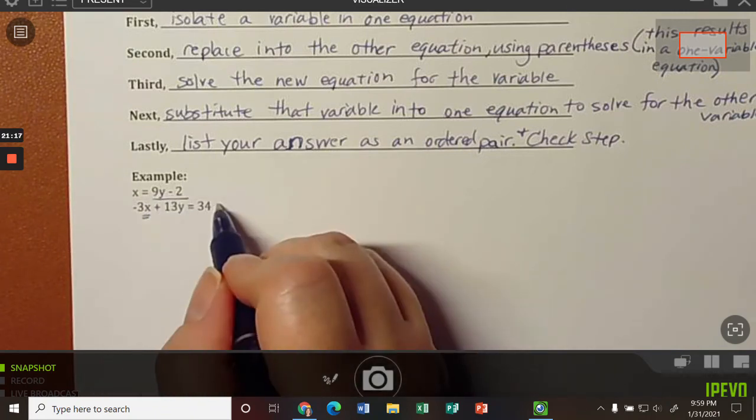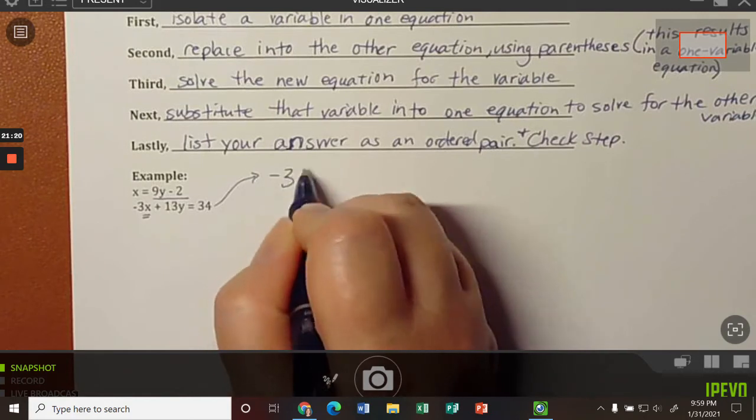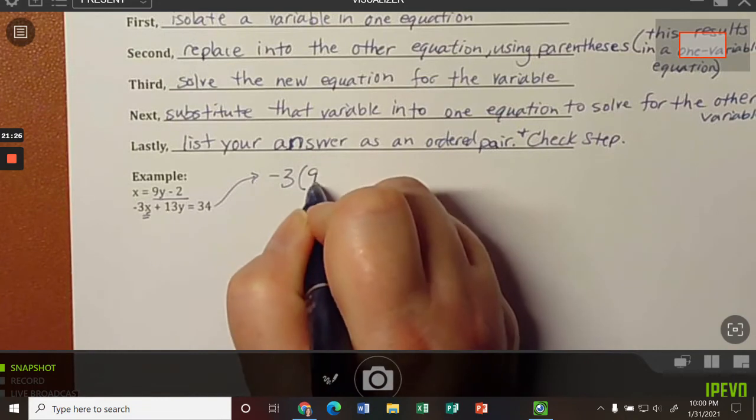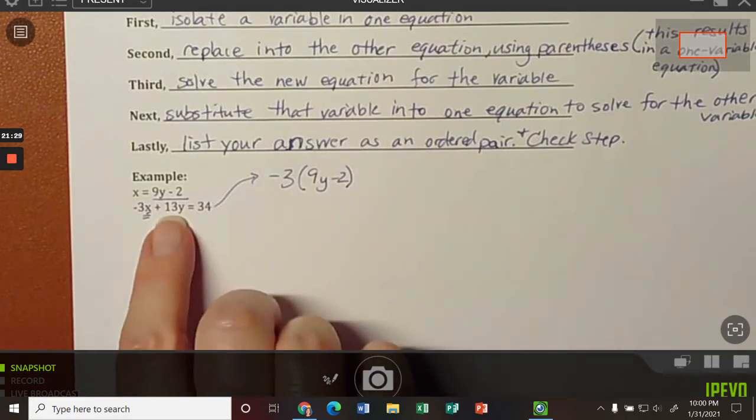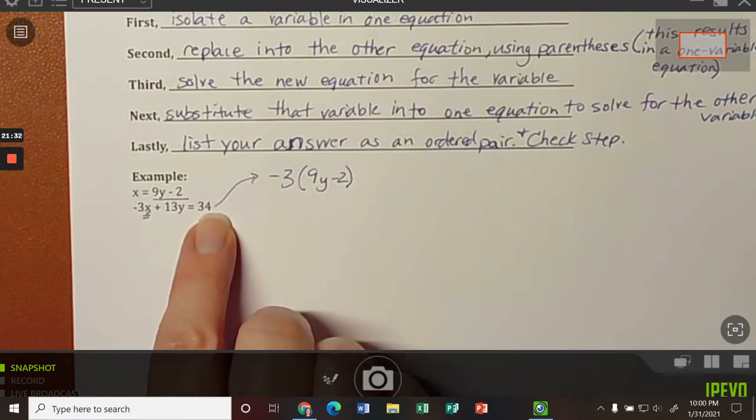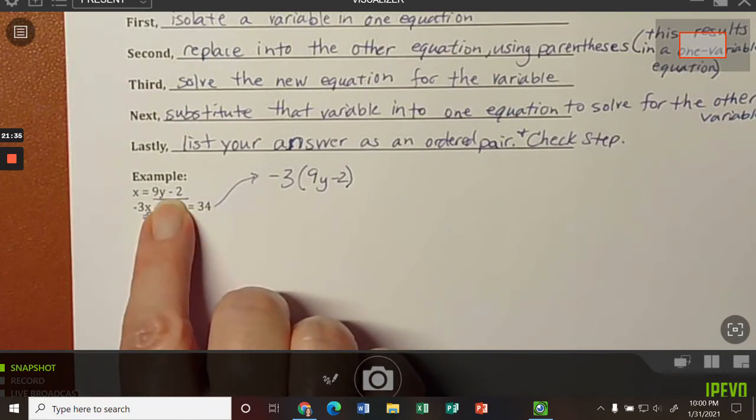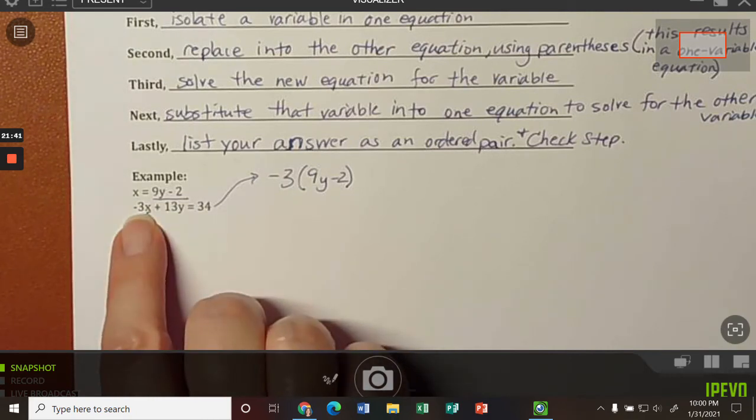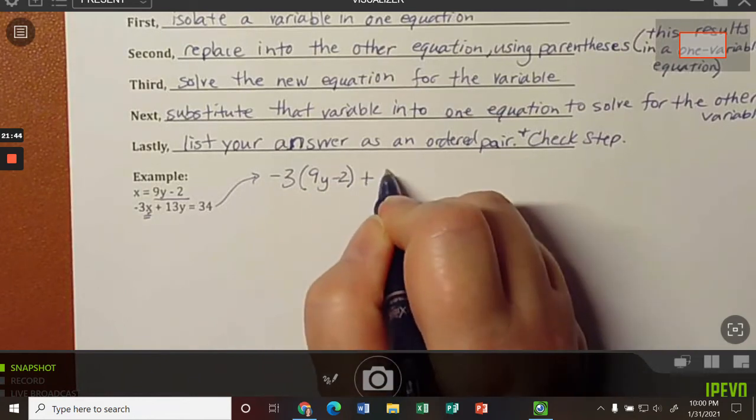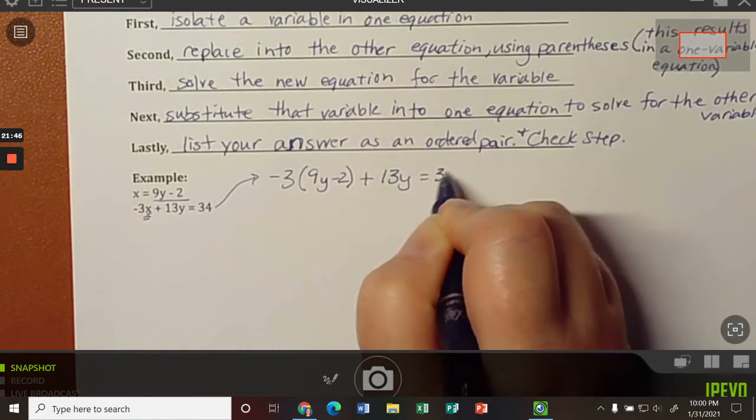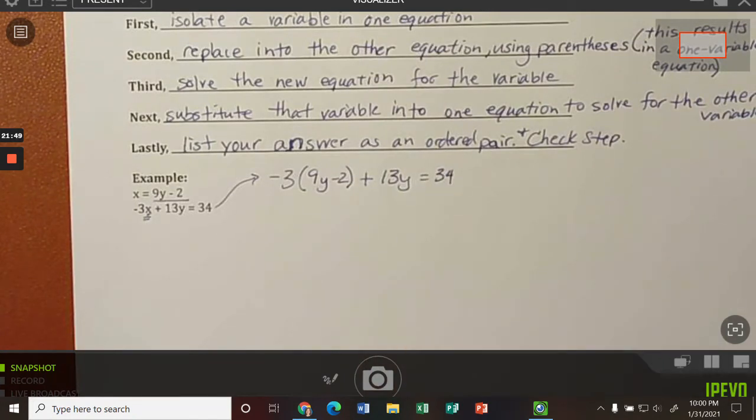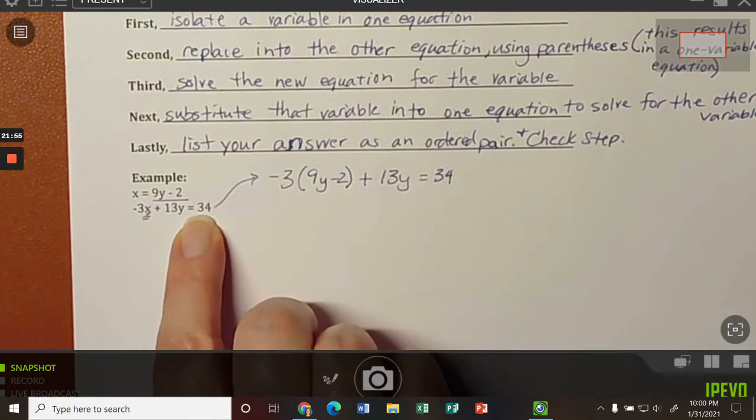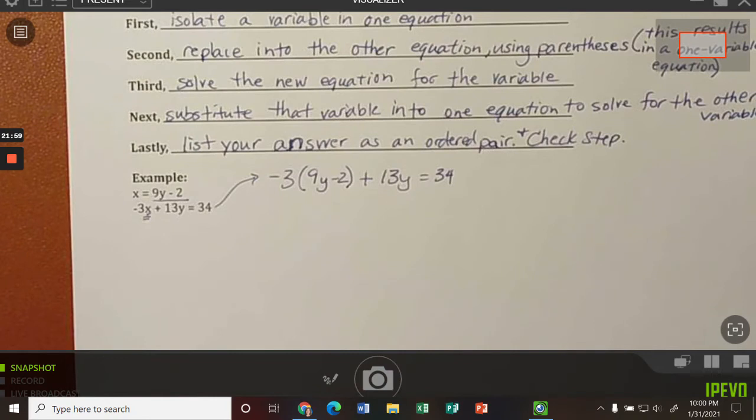Okay, so I'm going to take this equation, I'm going to rewrite it, negative 3, but instead of saying times x, I'm going to say times the quantity 9y minus 2. And then I'm going to continue writing this equation. Okay, so that's what I subbed in, 9y minus 2 instead of x. And then I'm just going to finish copying down the rest of my equation. So negative 3 times x plus 13y equals 34. So now I have a multi-step equation, but it's a one variable equation, meaning I only have y's. I don't have x's and y's. And since I only have y variables, I can solve this equation.